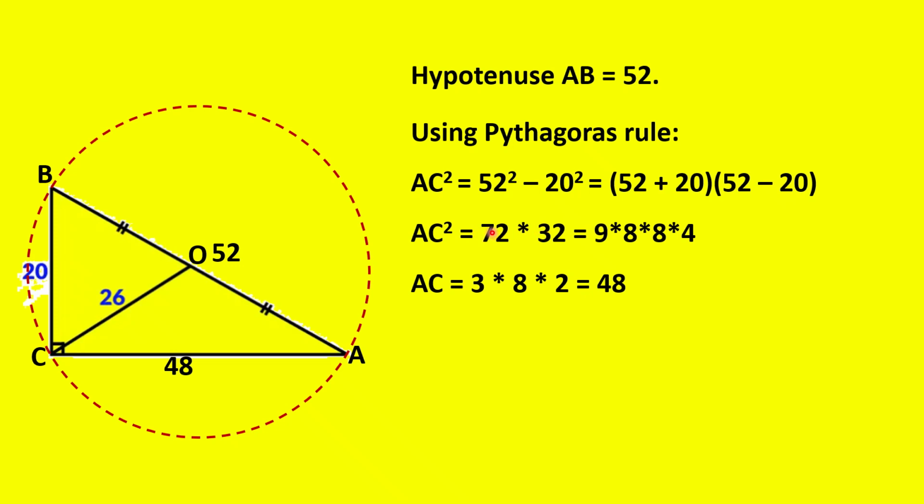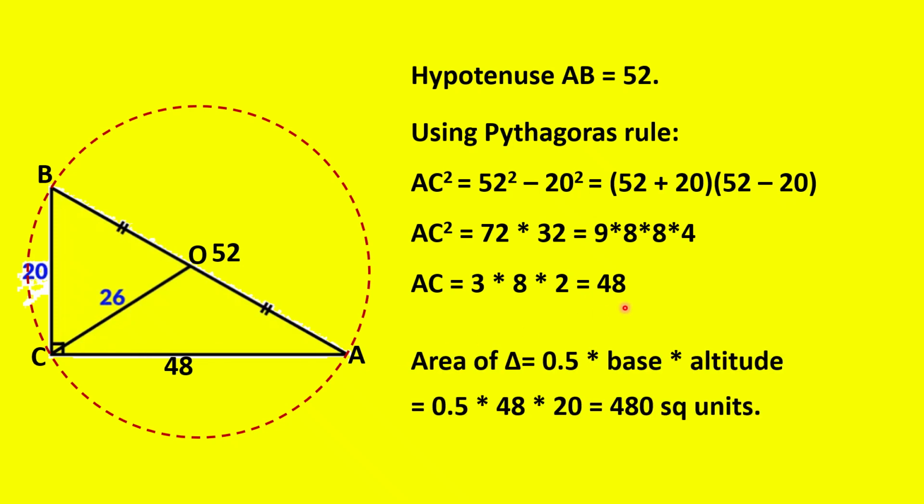So 72 will be 9 into 8 and 32 will be 8 into 4. So 9 into 8 into 8 into 4. So AC will be, when you take the square root, 3 for 9, 8 for 8 into 8, and for 4 the square root is 2. So 3 into 8 into 2, that is 48. That's the base. AC is 48.